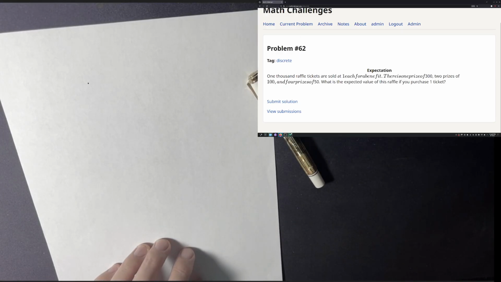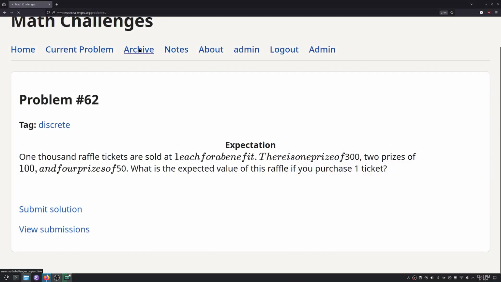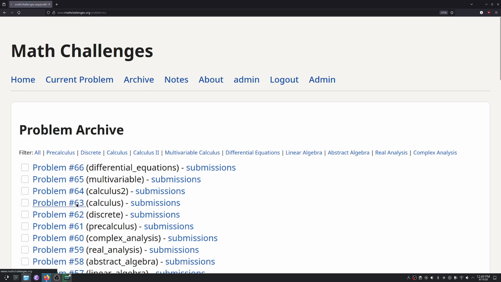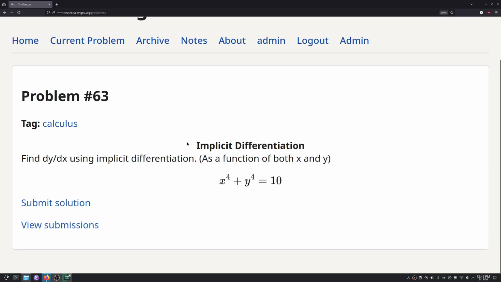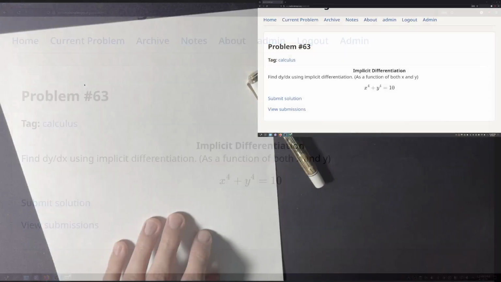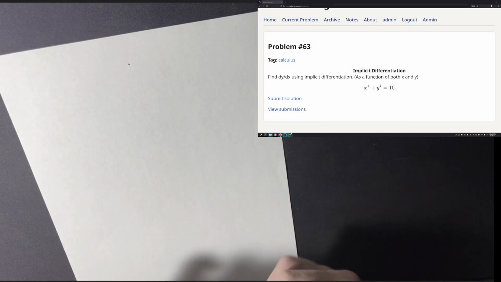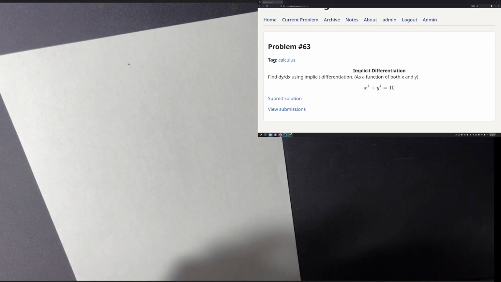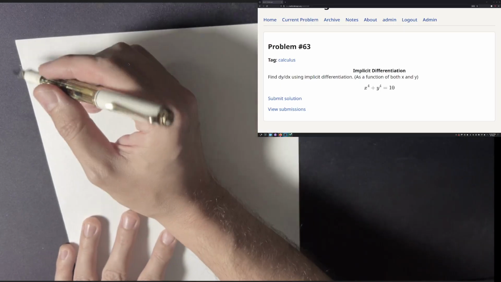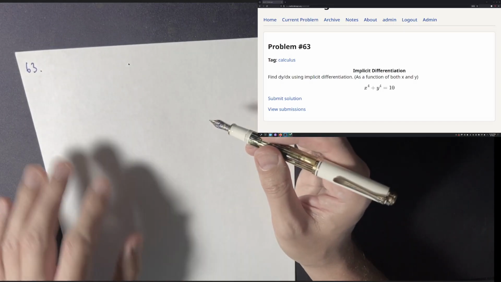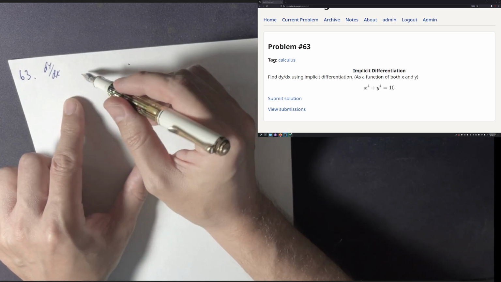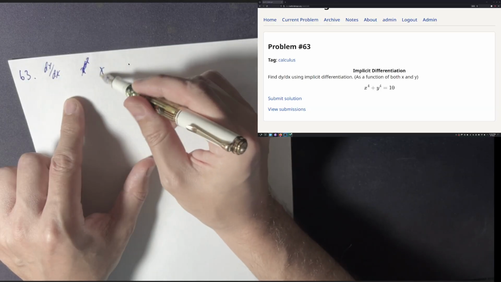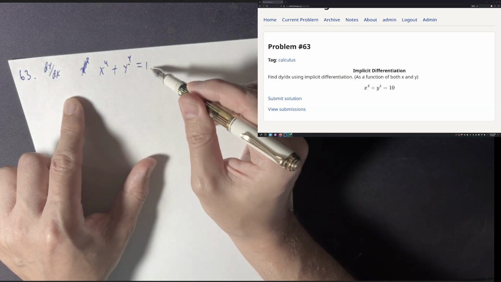So let me look at the next problem for us. A little more dry, perhaps a little less interesting for us common folks, is a calculus question that says, find dy dx, find the derivative, I suppose, of this curve: x to the 4 plus y to the 4 equals 10.